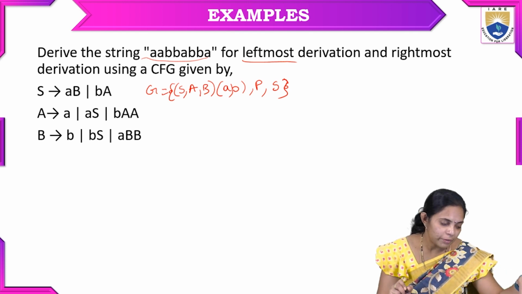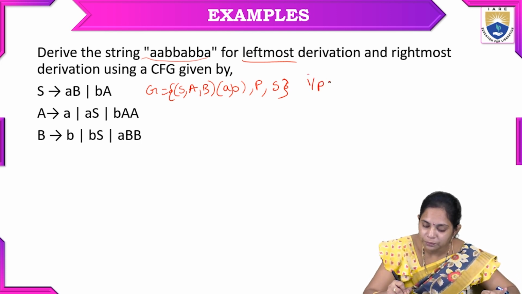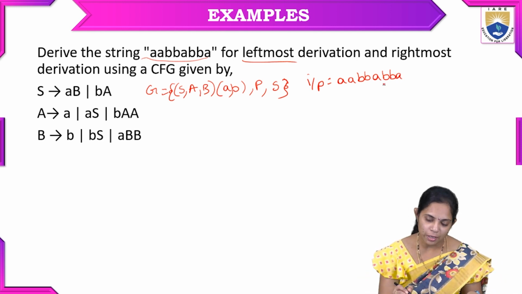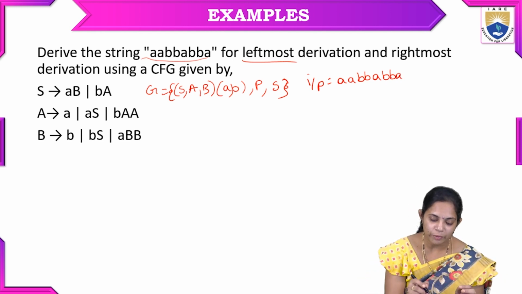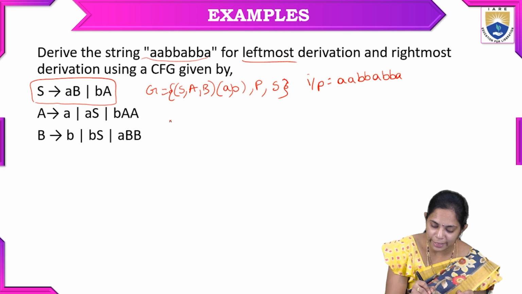And here we will write the input string. So what is the input string here? a, b, b, a, b, b, a. This is the input string we have to take. The first step is to decide which production rule. The start symbol has 2 production rules, so we will take S tends to AB.